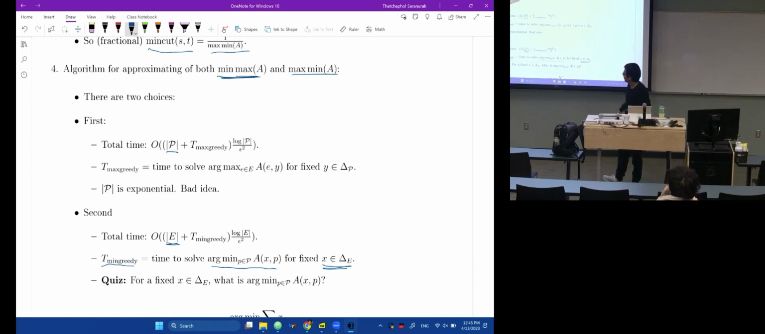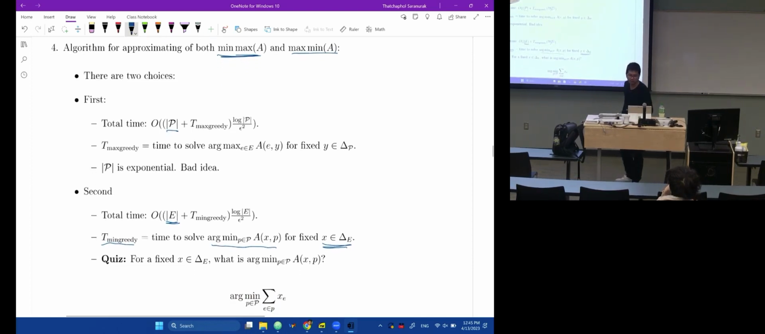So now let's interpret this one. It means that the problem is, given fixed x, this thing, what is argmin over p of x p? I said before that Axp is just the sum of all edges. Axp is just this thing.